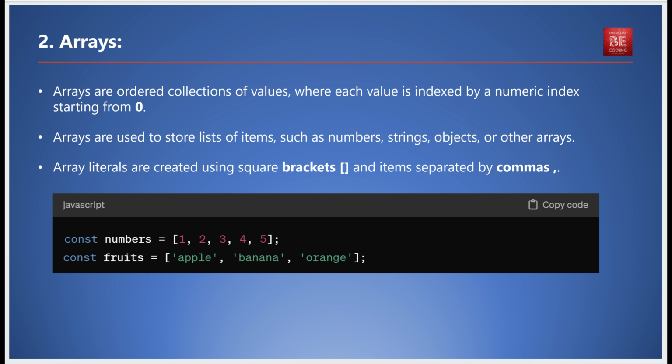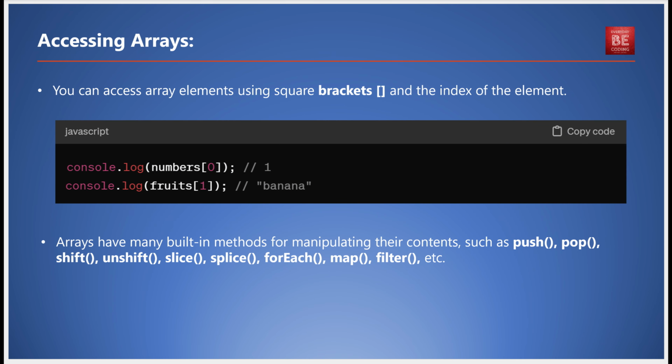For instance, an array numbers could hold a sequence of numeric values, and an array fruits could store a list of fruits. Accessing these elements is as easy as pie. We use square brackets and the index of the element. For example, numbers[0] would give us the first number in our array.